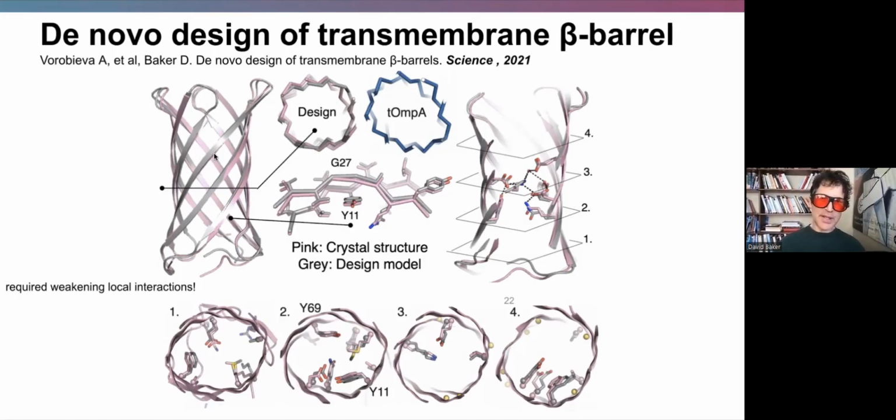So the problem is if in a cell you make a protein with lots of beta strand-like structures that are very hydrophobic, they'll aggregate, and you'll get amyloid formation and so forth. So what she figured out is that you have to make these beta strands have a very low beta sheet propensity. So essentially the beta barrel only becomes beta structure once it inserts into the membrane. That's an example where we had to think about the folding process as well, not just the final state.